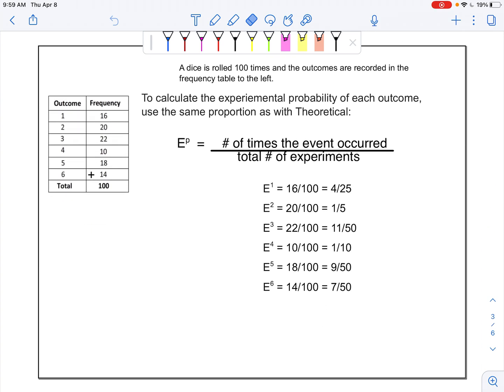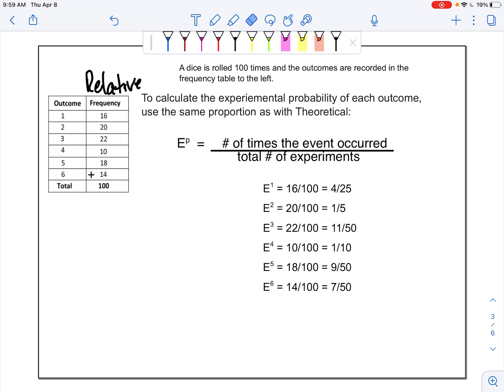So let's just look at a frequency table here. A dice is rolled 100 times and the outcomes are recorded. Sometimes you'll see the frequency called the relative frequency. Same thing, relative frequency and frequency. So here you have your frequency table where the outcomes were recorded. When you rolled the dice 100 times, 1 showed up 16 times, 2 showed up 20 times, 3 showed up 22, and so on.